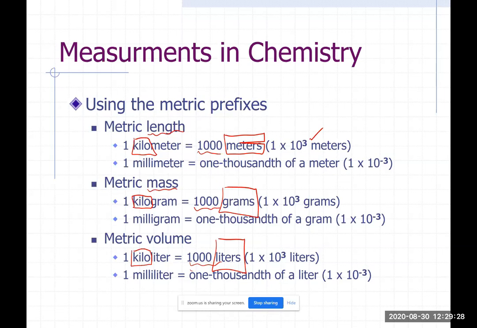Let's look at milli. So milli is 1/1000th. That would be 1 times 10 to the minus 3. So 1 millimeter, again, we're looking at length, is equal to 1/1000th of a meter, or 1 times 10 to the minus 3 would be the power of 10 that you would memorize associated with milli. If we look at, for example, mass, 1 milligram is equal to 1/1000th of a gram. And if we look at volume, 1 milliliter is equal to 1/1000th of a liter.